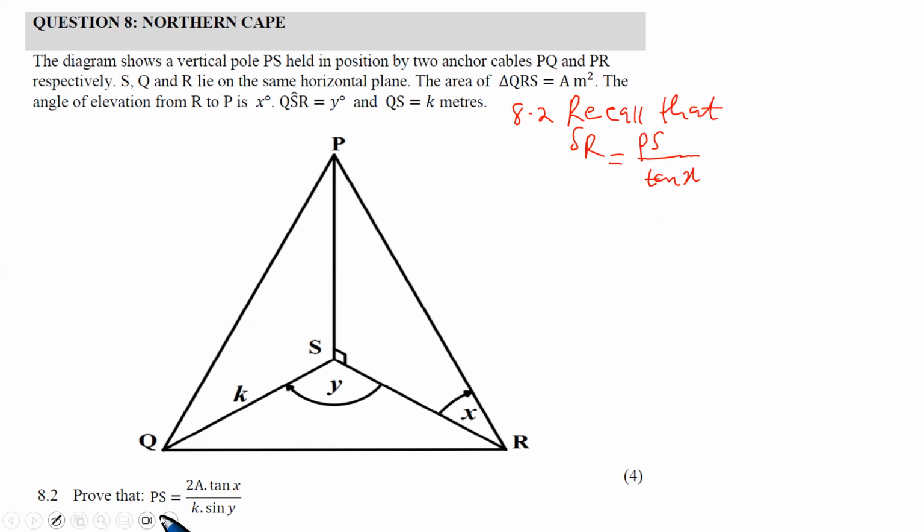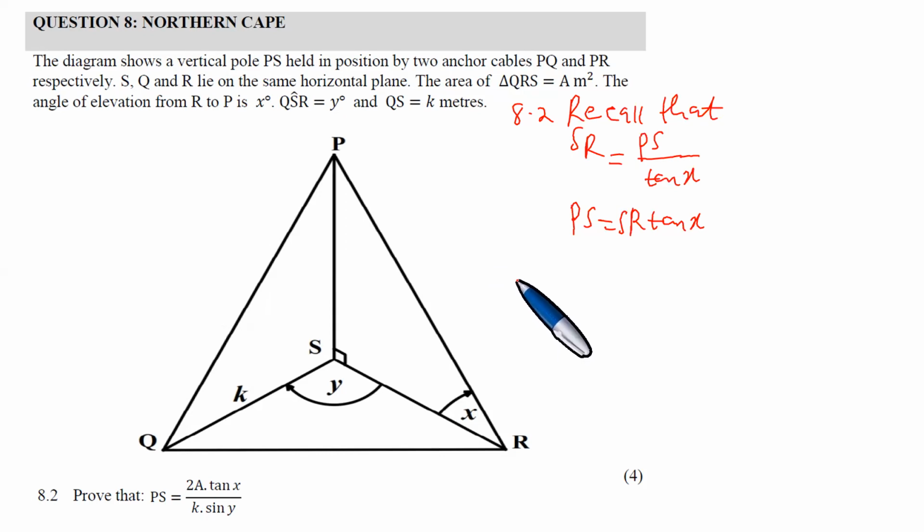So we have this. But now they said, okay, you must make PS the subject out of this. Right, which means that we have PS is equal to SR times the tangent of the angle X. What is SR? SR now is this one here and can be found with ease. But also, we can see that they have given us something about the triangle QRS. The triangle QRS has this area over there. So if this is the case, we can get something out of this, and we should be able to get the side SR because the side QS is already given.